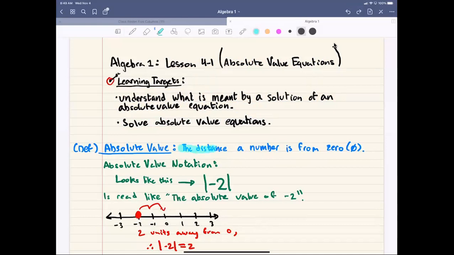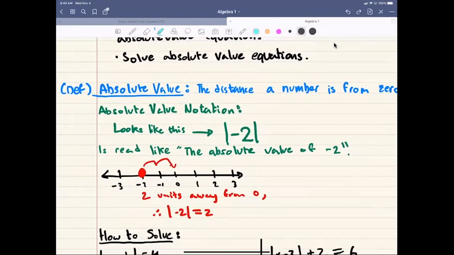Absolute value is the distance a number is from zero. I'll get into that in a bit. We write absolute value in math in a specific way. Absolute value notation is really going to be two lines surrounding a number or an expression. It looks like this. So if you see something that looks like this, it's read like the absolute value of -2.